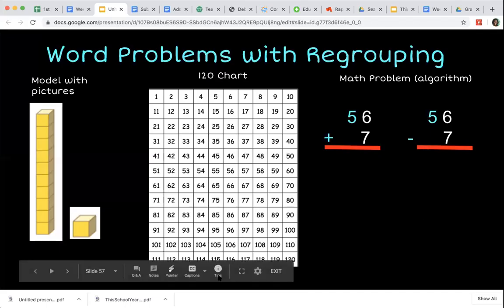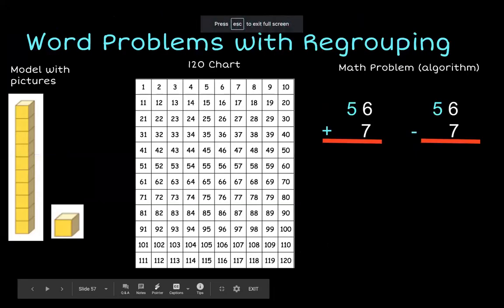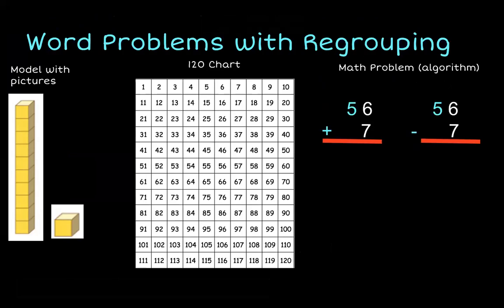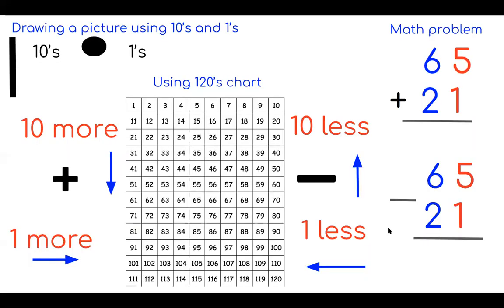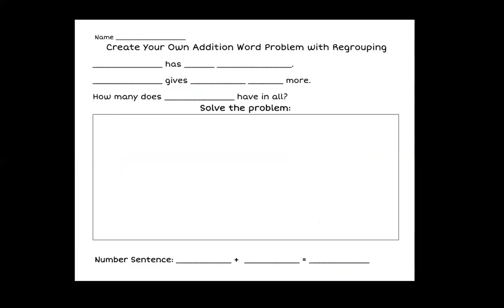Okay. So here it says word problems with regrouping. So you're going to remember to use models, okay, model with pictures. Don't forget our hundreds chart strategy or our math problem, the algorithm, okay? Those are strategies you can use. Same thing, strategy charts from I think the week before that, we talked about different strategies. And so here's what it looks like.